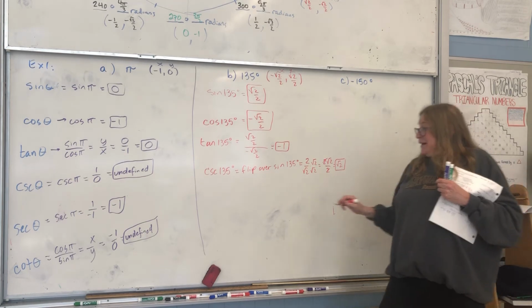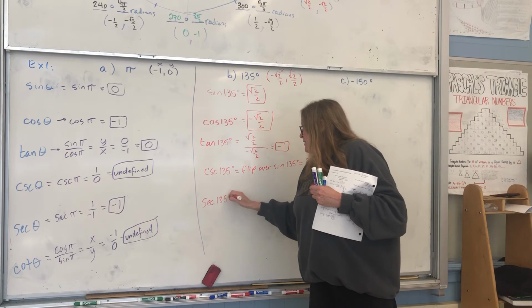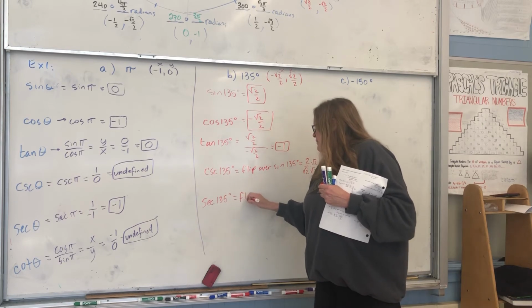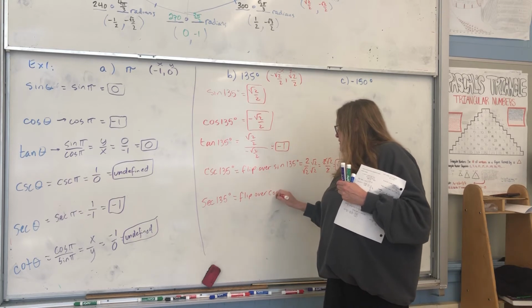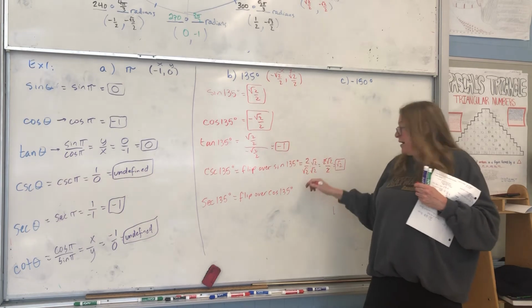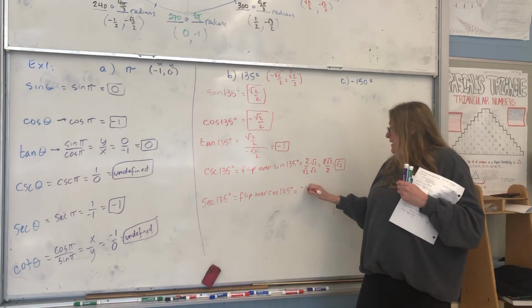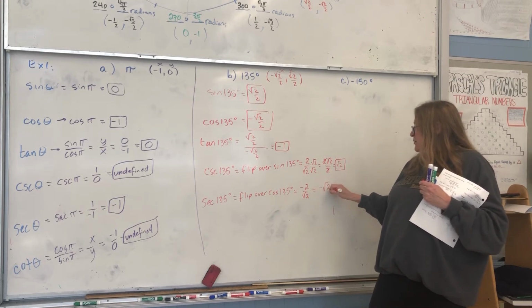Right? Okay, guys, secant 135, I can flip over cosine 135. So if I look at cosine 135, I can flip that over, negative 2 over root 2. Right? And I've already done this here, so that can just become negative root 2.